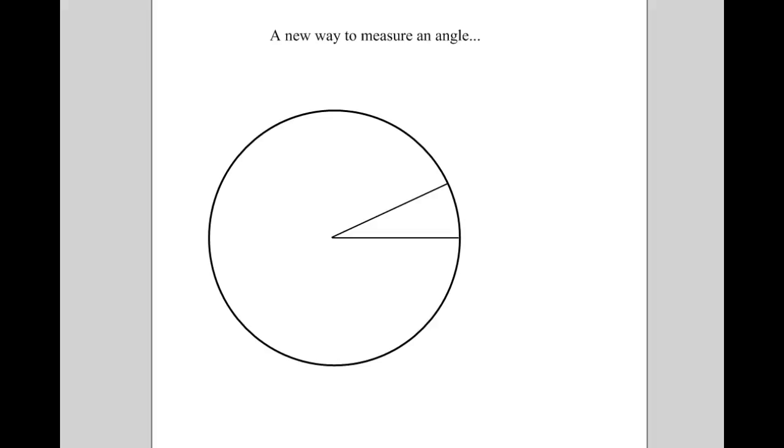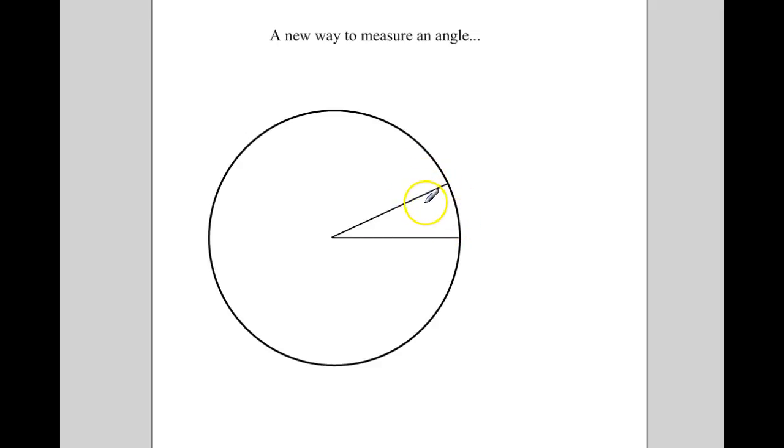Hello class, this is a video on radian measure and how to convert between radians and degrees. In this video we're going to learn what a radian is and how we can go back and forth between the radian and the more familiar measure of an angle, which is a degree.